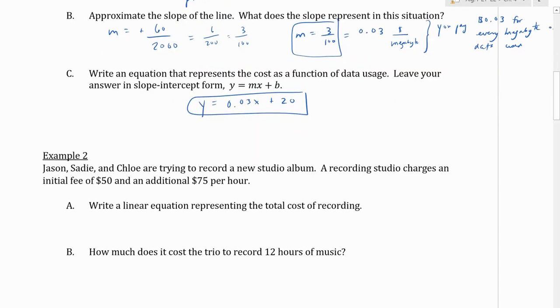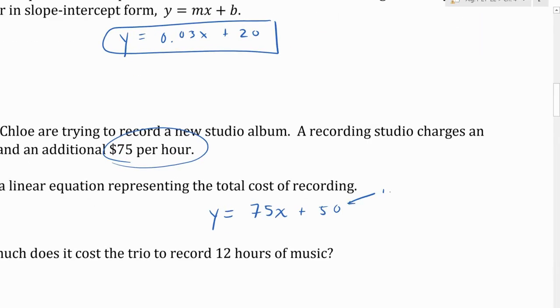Okay. And then this one, you got Jason saying Chloe is trying to record a new studio album. The recording studio charges an initial fee of $50 and an additional $75 an hour. So if you're trying to get the total cost, you got to pay $75 for every hour and then add in the $50. So what everything stands for, here's your initial fee. There's the cost per hour. X here has to be the number of hours that you use the recording studio, and the Y is going to be your total cost.